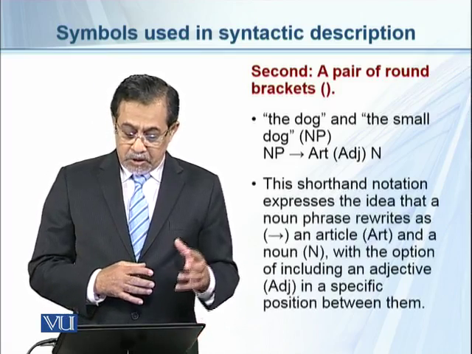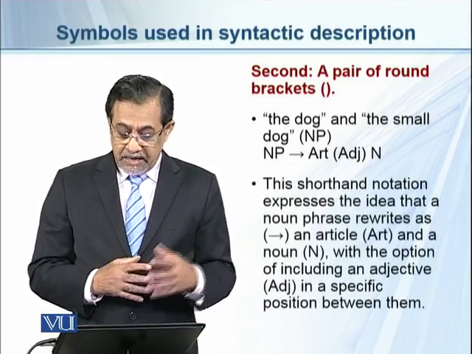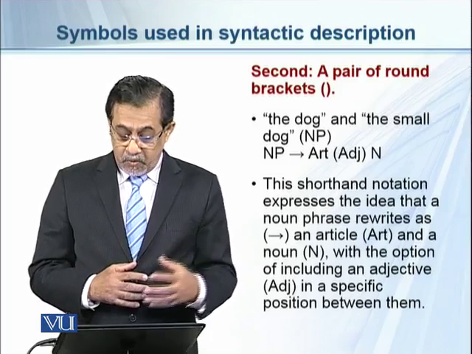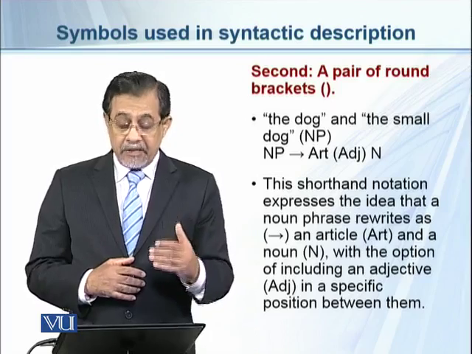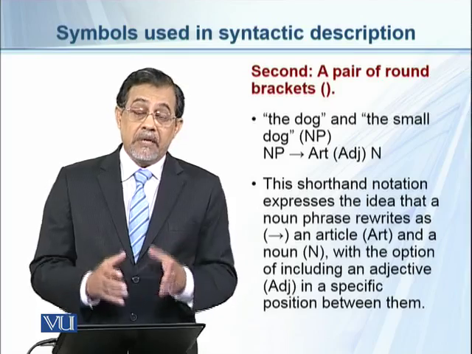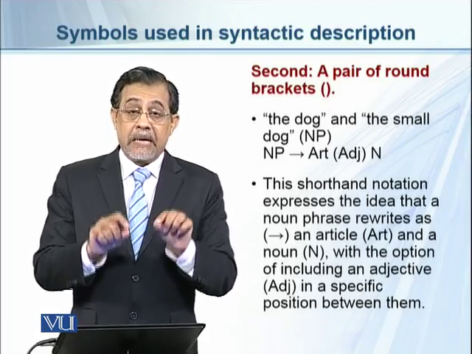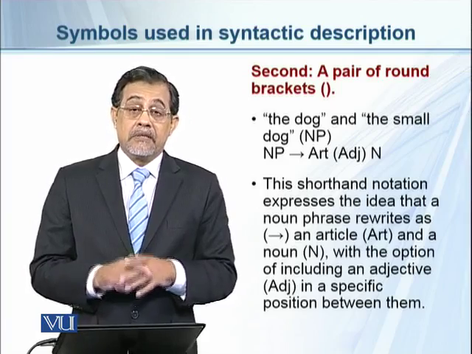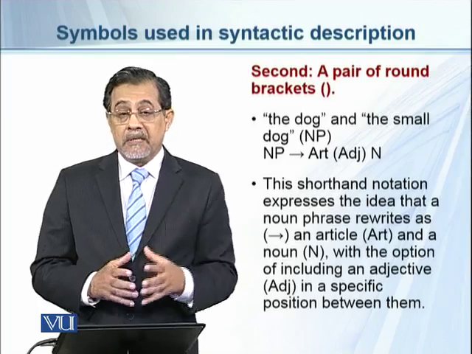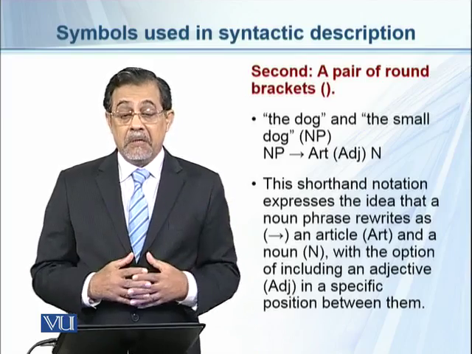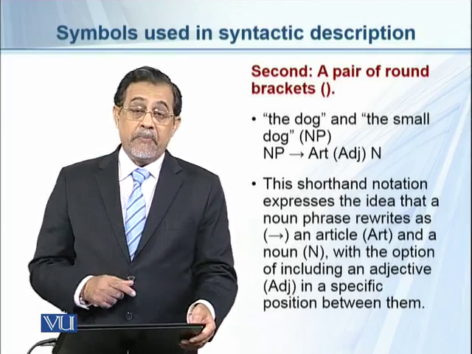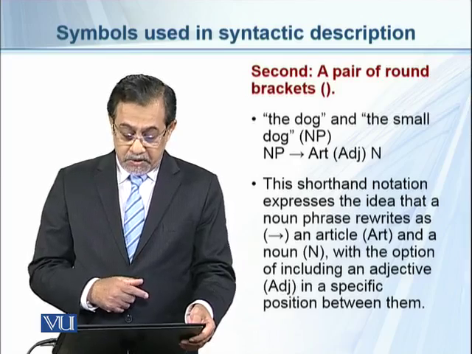This shortened notation expresses the idea that a noun phrase rewrites as an article and a noun with the option of including an adjective in a specific position between them. Obviously, we know that an adjective comes between the article and its noun, right? So it's an optional constituent or category in a phrase, or there can be another optional element in a sentence. So this round bracket means optional constituent.